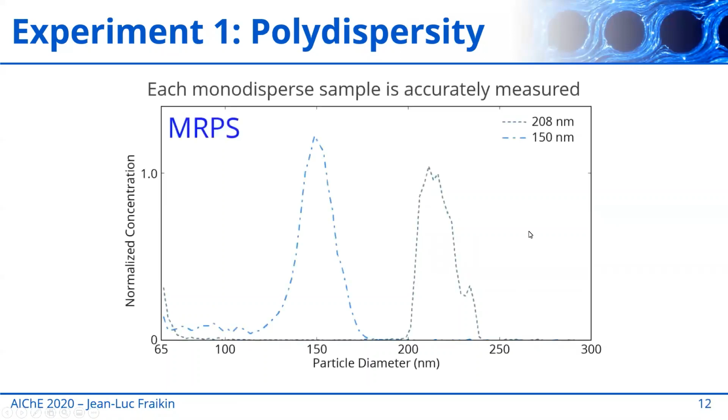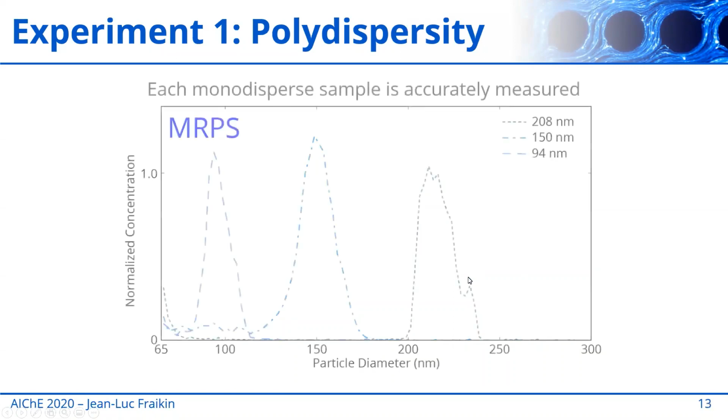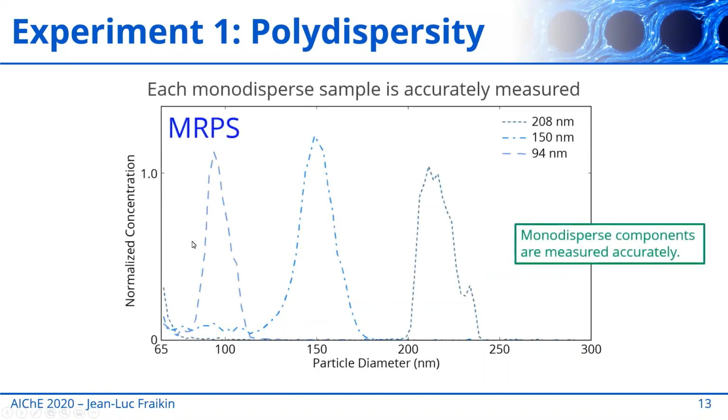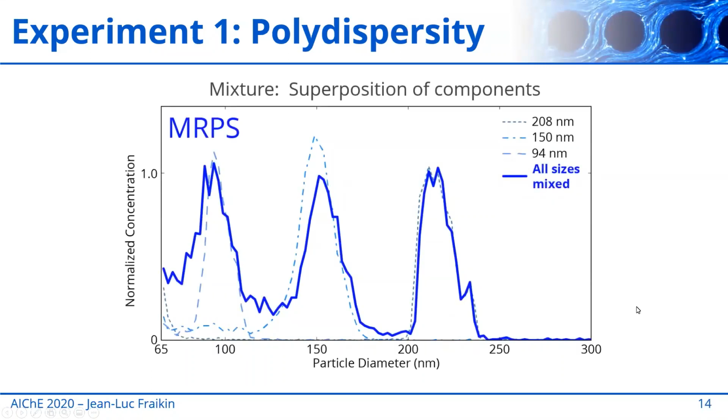We can measure a different sample, 150 nanometer particles, and see the same thing, a nice clear peak, and do the same thing at 94 nanometer particles. And so what we've done here is shown that the monodispersed samples can be measured accurately by MRPS. So what happens when we mix this together? Well, you'd expect some particles at 208, some at 150, and some at 100 nanometers. And that's exactly what we see with MRPS. So we get essentially the superposition of the 3 different particle size distributions in the measurement of the mixture. So this is a very polydispersed sample, and we're measuring the full distribution accurately.